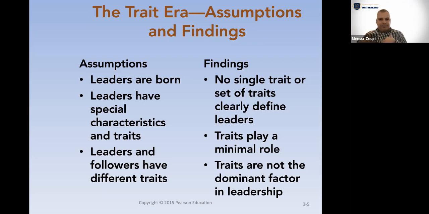And also, during this era, they believed that leaders and followers have different traits. However, the research that was done mainly in this era did not find a single trait or set of traits that clearly defined leadership. So they could not say, okay, these particular traits are what make good leaders, and these particular traits are the ones that make bad leaders, because in different successful leaders, they could find different traits.